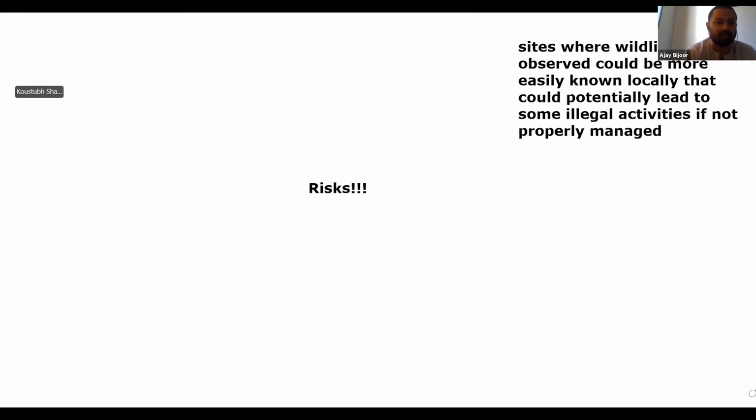Then the next risk is local people may change their traditional thoughts on wildlife and values into a more commercial perspective. So that could be a potential risk. Johan also says unequal distribution of income could lead to conflicts within a community, and that could be a very negative impact. That could have a possible negative impact on conservation itself.